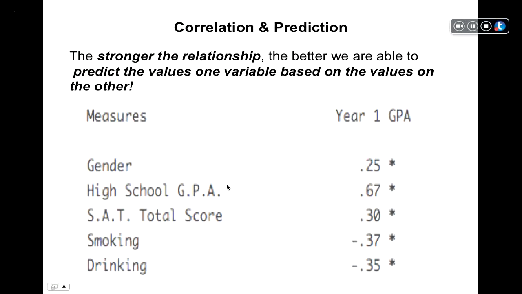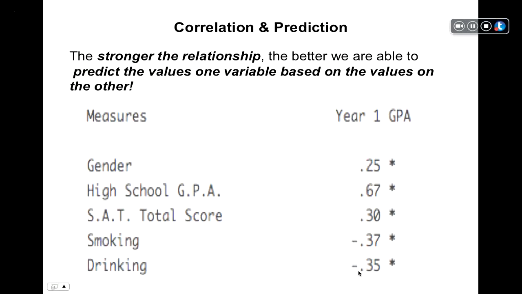So let's take a look at some of these correlations. We've got our various measures here, and we've got year 1 GPA. That's year 1 in college. And let's just take a look at high school GPA and first year college GPA. It's 0.67. So that's a pretty darn strong correlation, positive 0.67. So that means the higher somebody's scoring on their high school GPA, the higher they're tending to score their freshman year GPA. Then we can see here that drinking down here, I don't know how they measured this, probably the number of drinks per week or something like that.